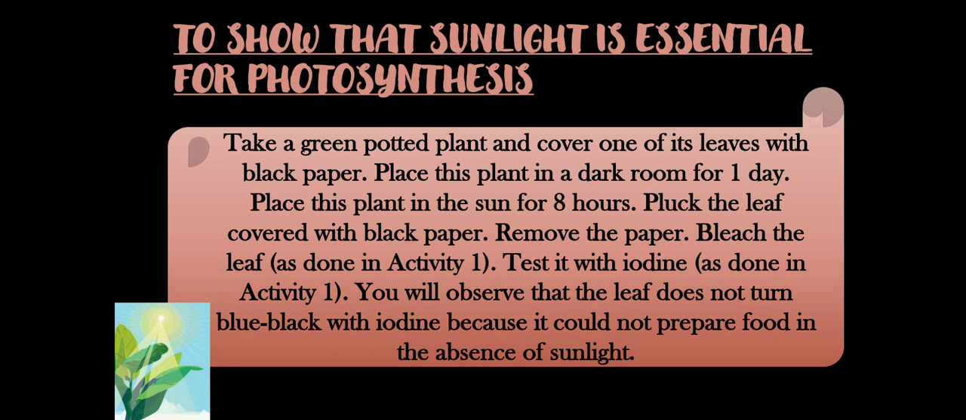Pluck the leaf covered with black paper. Now remove the paper. Bleach the leaf as we had done in activity 1, first boiling in water and then alcohol. Test it with iodine solution, we will put.